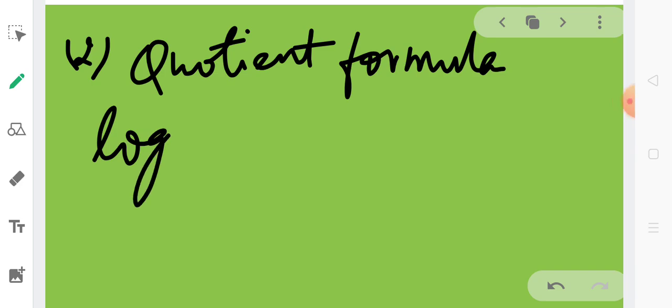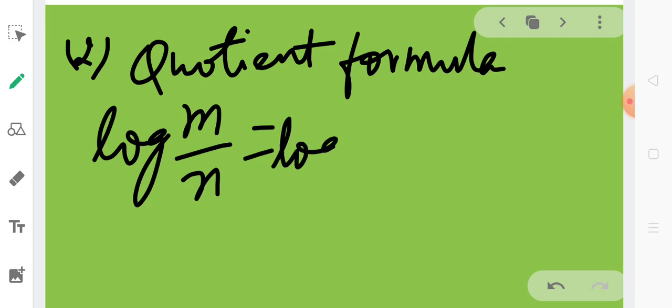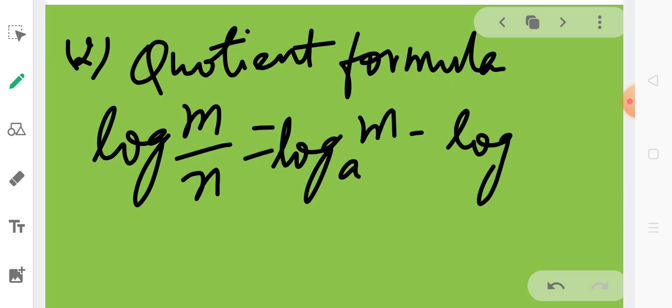So log of m by n should be equal to... we are dividing the two terms, m by n, and then taking its log, so that turns out to be equal to log of m minus log of n.